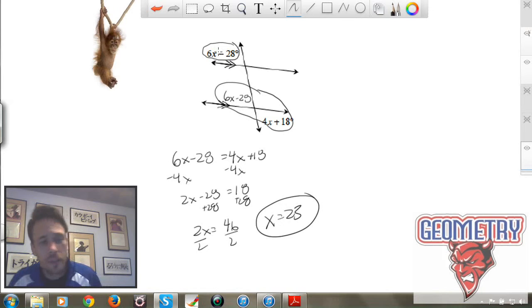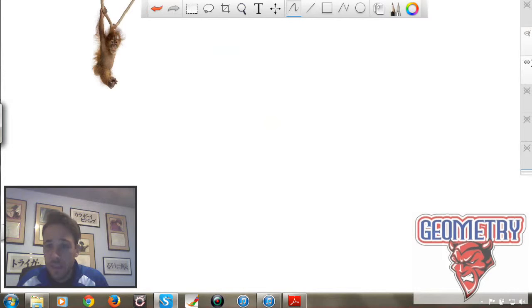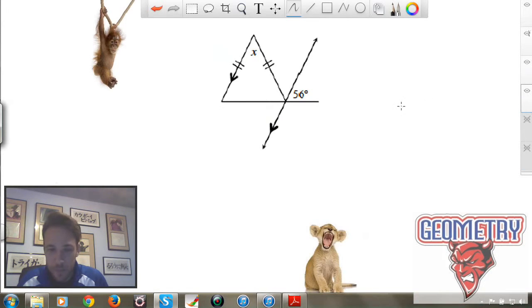We used our parallel line properties to determine the relationship between the angles. Once we saw that they were equal, we set up the equation with them equal to each other and solved for x. Okay, let's move on to the last one.